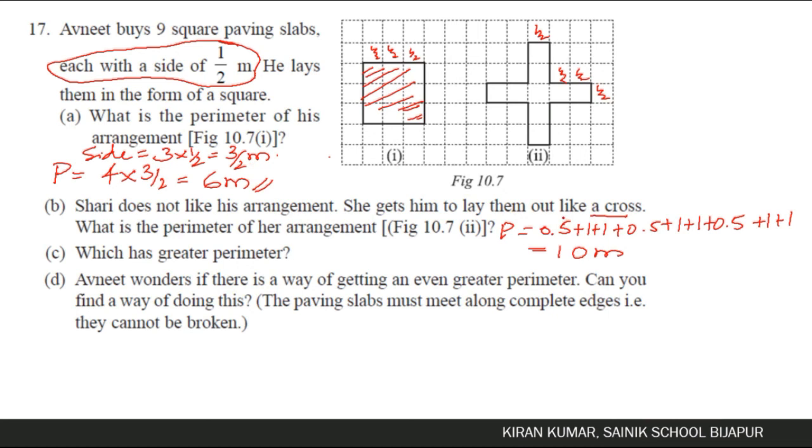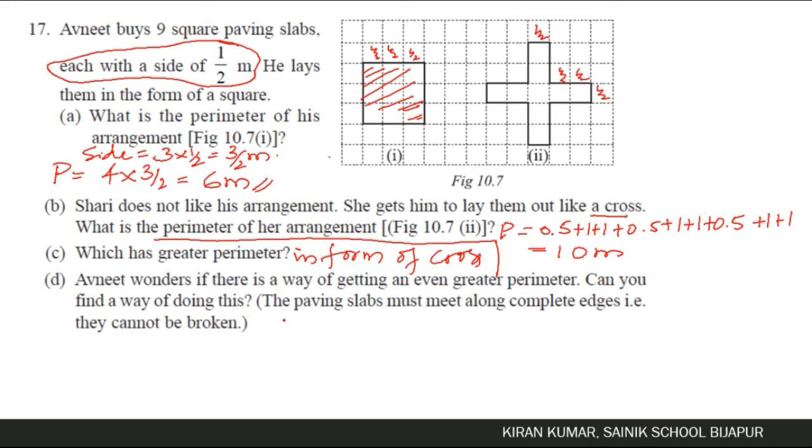Consider both of them. Which arrangement has got a greater perimeter? The arrangement in the form of cross is having a larger perimeter or greater perimeter. Avneet wonders if there is a way of getting an even greater perimeter, can you find a way of doing this? The paving slabs must meet along complete edges, that is, they cannot be broken.